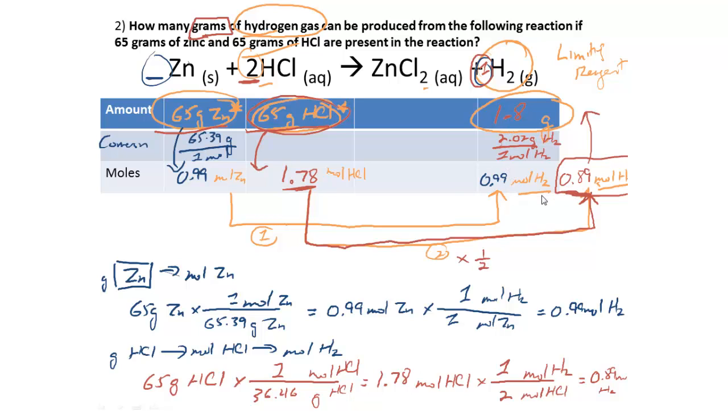And so just to reflect a little bit and to summarize, I know with 65 grams of zinc, I can produce 0.99 moles of H2. With 65 grams of HCl, I can produce 0.89. So basically, what will happen in this reaction is the HCl and the zinc will mix until they produce 0.89 moles of H2, but then there's going to be no more HCl left over for the zinc to react with, so the reaction will stop, and I can only collect 1.8 grams of H2. So again, this is a limiting reagent type of problem. The key sign is you're given 2 reactants and asked to predict how much product is produced.